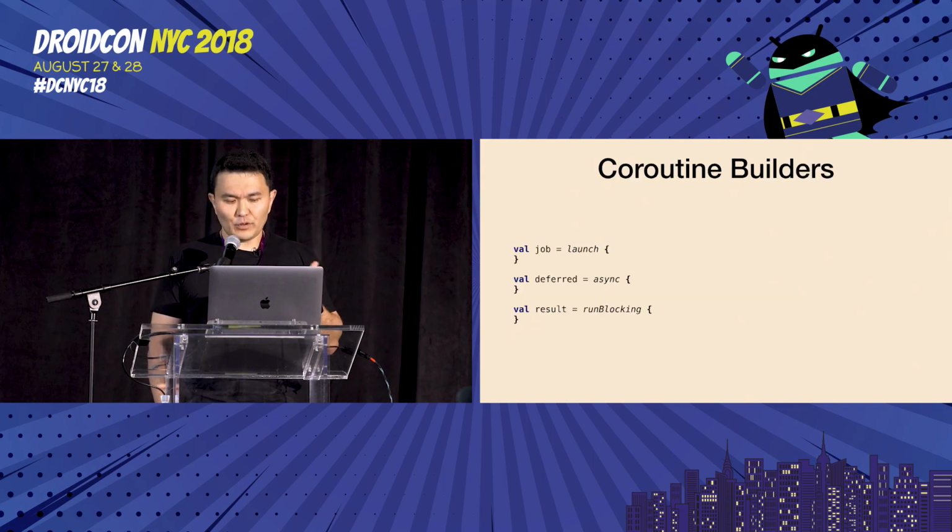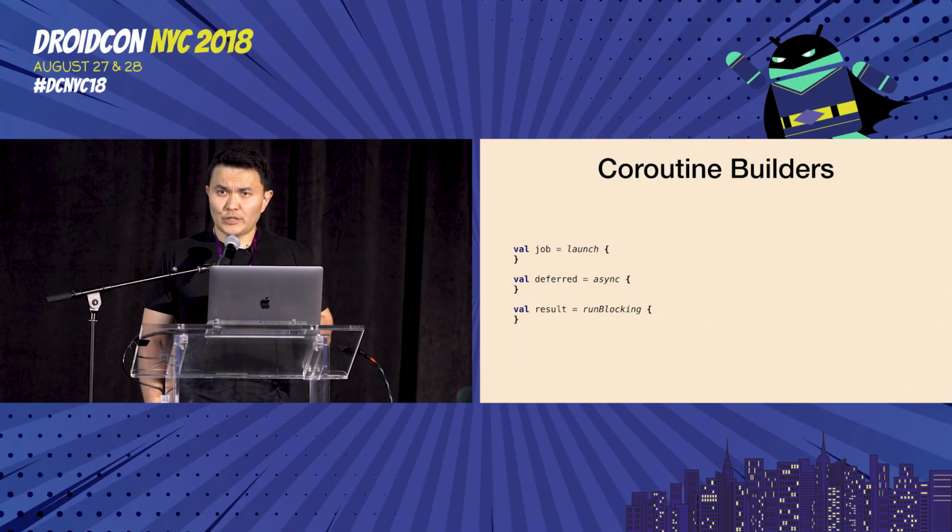All right, so there are a couple of other coroutine builders. Launch and async are very popular. Launch is something that returns a job. And actually, the deferred is also a type of job. It's a subclass. But one of the consequences of this is that the job is something that can be canceled.